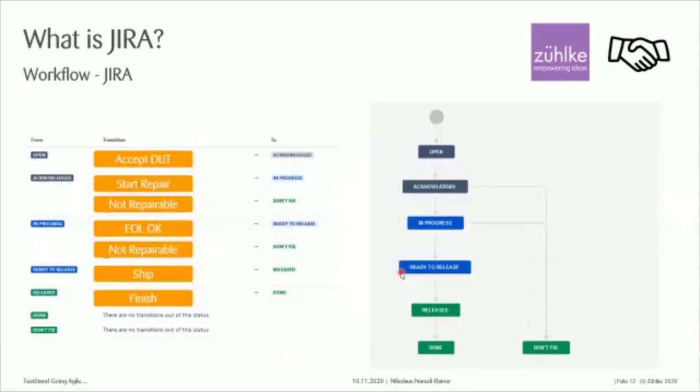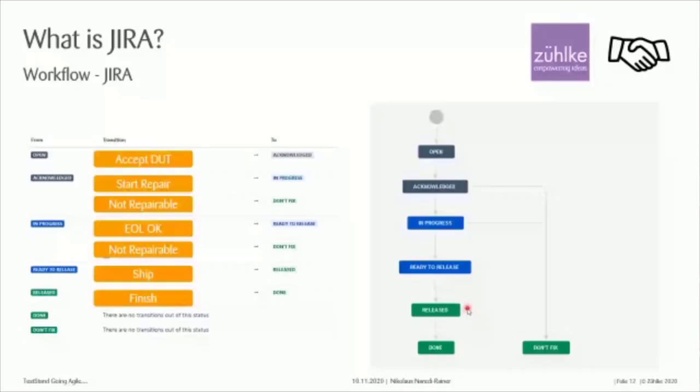So we see, for example, a train has rolled over the device and it's not repairable anymore, so it goes to the don't fix state. Or we can say, okay, well, let's repair it. It's in progress. It has passed the end-of-line tester. I'm ready to release, and then we ship it.